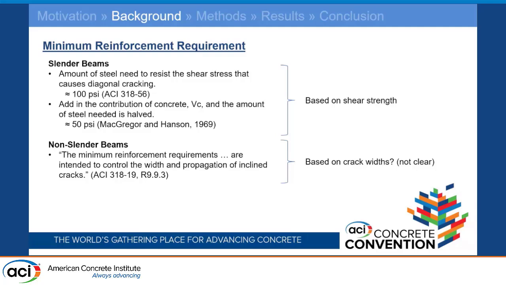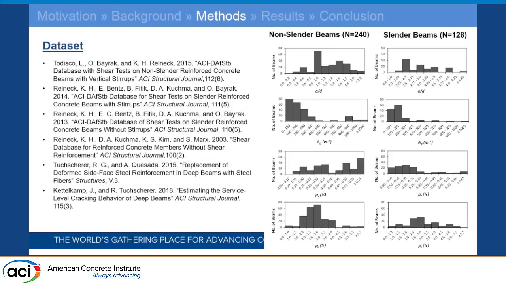So we have 2 different criteria depending if we're a slender or a non-slender beam. And so for this study, we just decided to take a closer look at that and see, is that the case? To do that, we compiled these data sets right here. The first 4 are Reinix data sets. And then in order to get some more cracking data, I added in 2 data sets of my own as well. Over here, you can see the characteristics of the data in those data sets. The non-slender beams, we have 240 specimens, and the slender beams, we had 128 specimens.